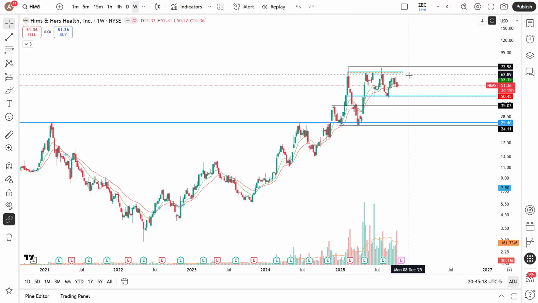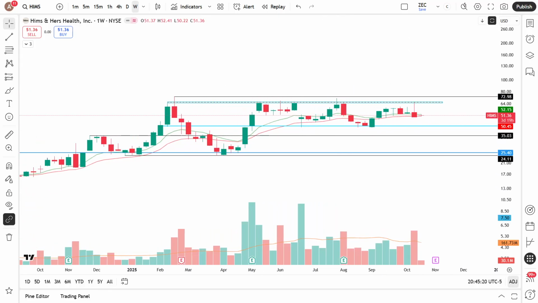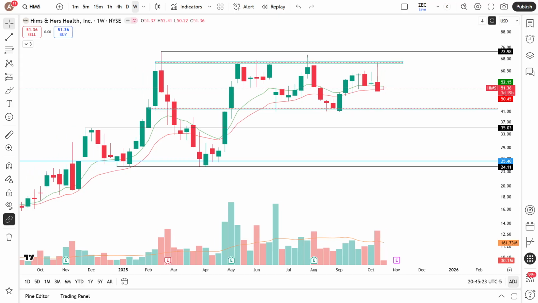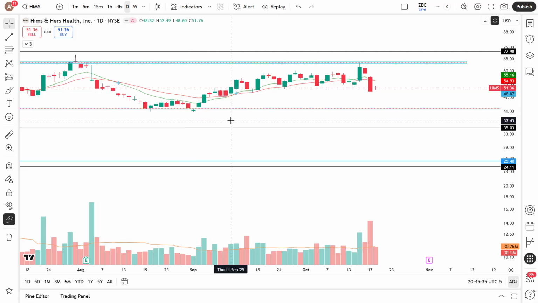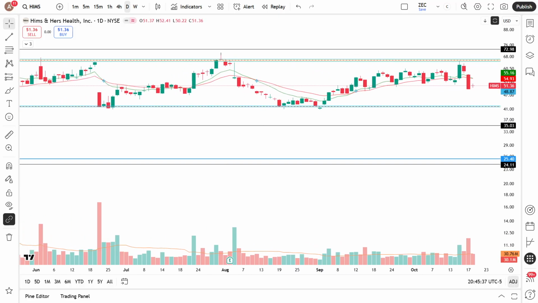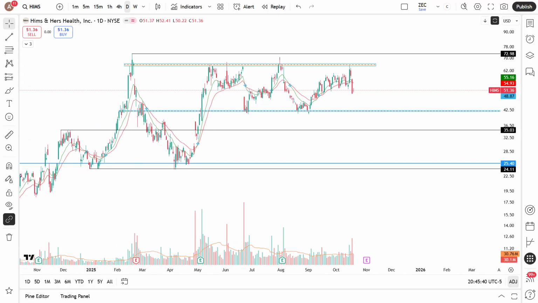Now, over here, you can see, again, we have this area of resistance, right? Every time price tapped into here, it failed to break out. Here, here, here, here, here, here, and here. Keep in mind this is the weekly. If we zoom in on the daily, you'll see in even more detail how it failed to break out.